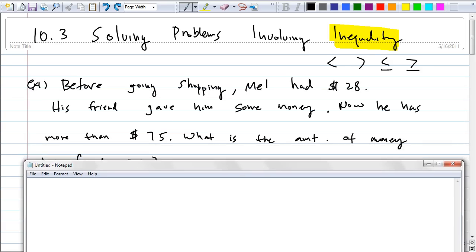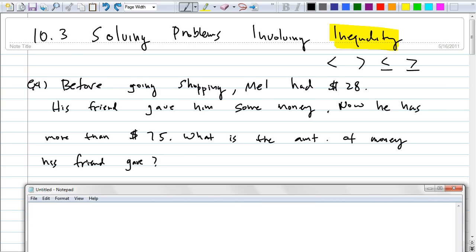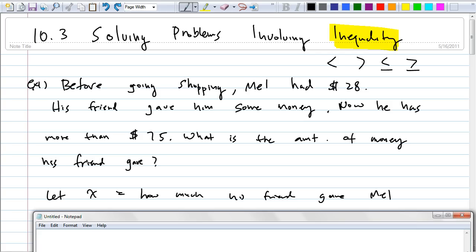So here's our first question. Write this down. Some friend just comes up and maybe he owes some money or something. They give him $75. Who thinks they know the first step, which is to declare your variable? Let x equal the amount of money his friend gave. That's right. Let x be the amount of money that his friend gave Mel, right?